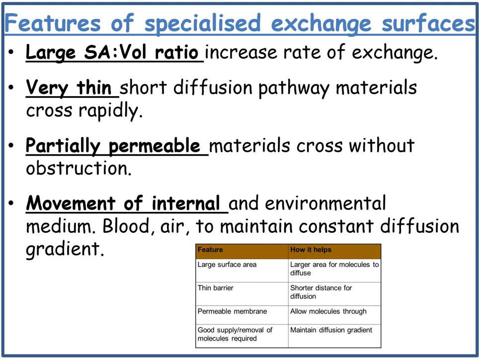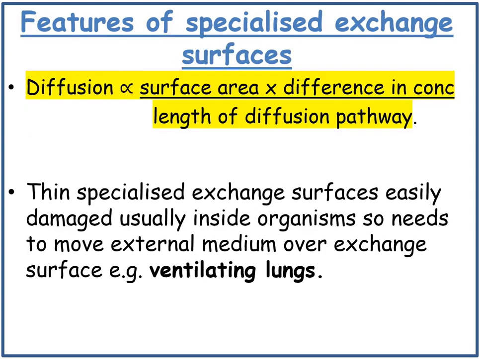So the blood will carry carbon dioxide to the alveolus and oxygen away from the alveolus, and then air is breathed in and out to maintain that diffusion gradient. So those are the features of specialised exchange surfaces.